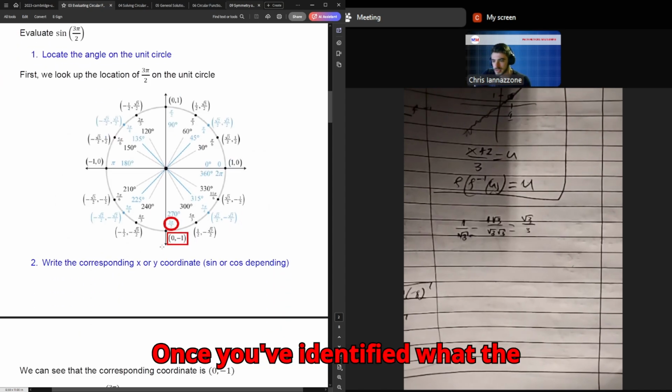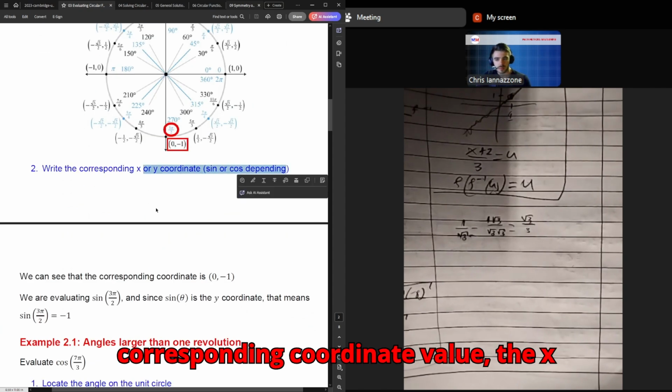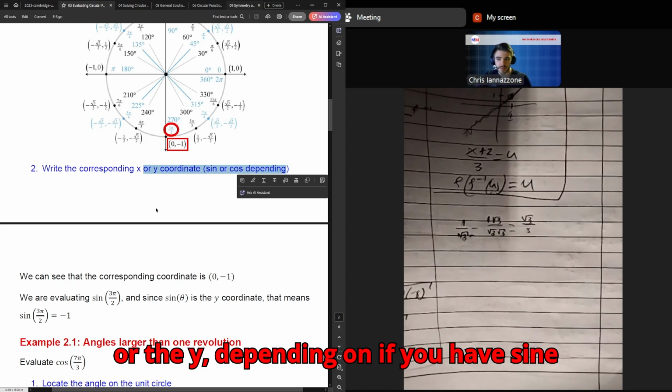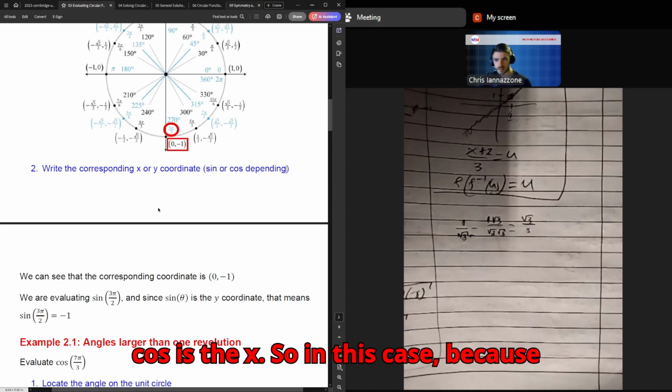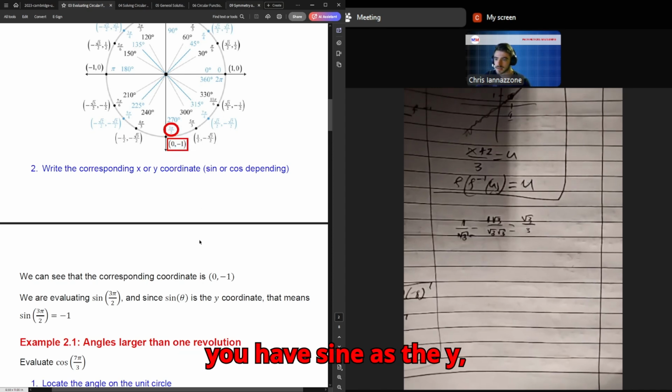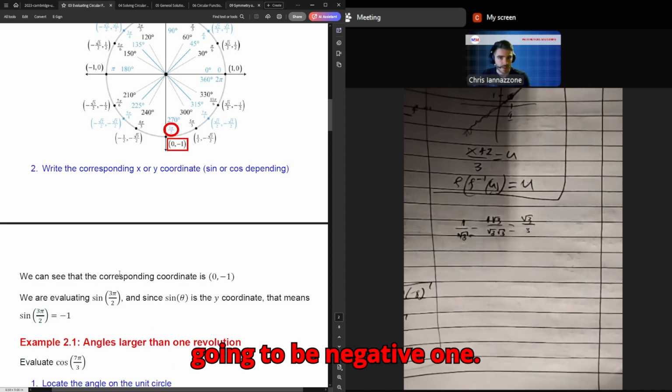Once you've identified what the coordinate is, you write the corresponding coordinate value, the x or the y, depending on if you have sine or cos. Recall that sine is the y, cos is the x. So in this case, because you have sine as the y, sine of 3 pi over 2 is therefore going to be negative 1.